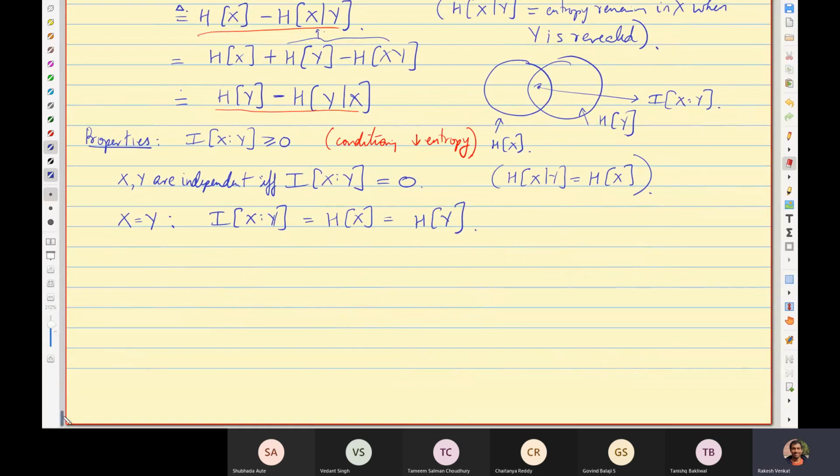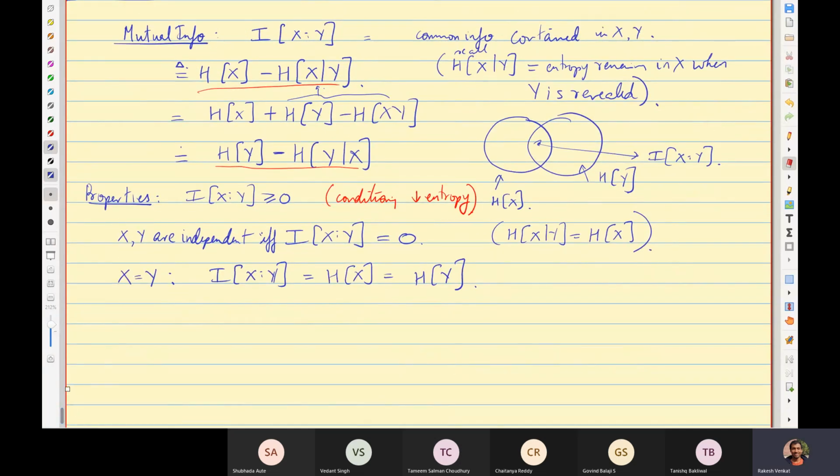Okay, any questions about mutual information yet? So we'll look at a couple more properties, and yeah, maybe one simple example like last time, which will help to understand this.